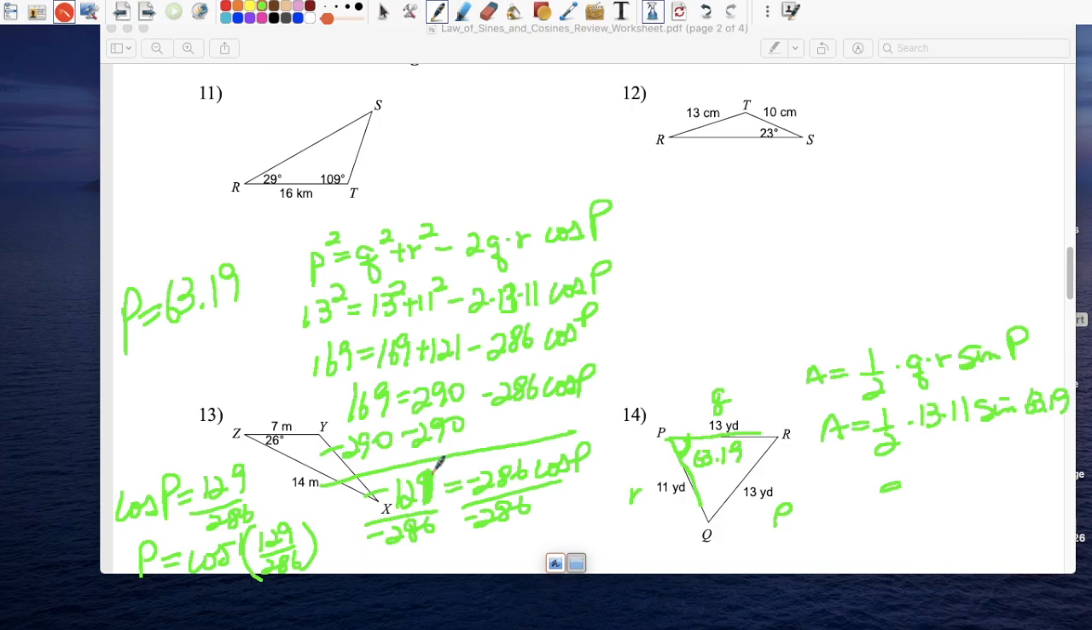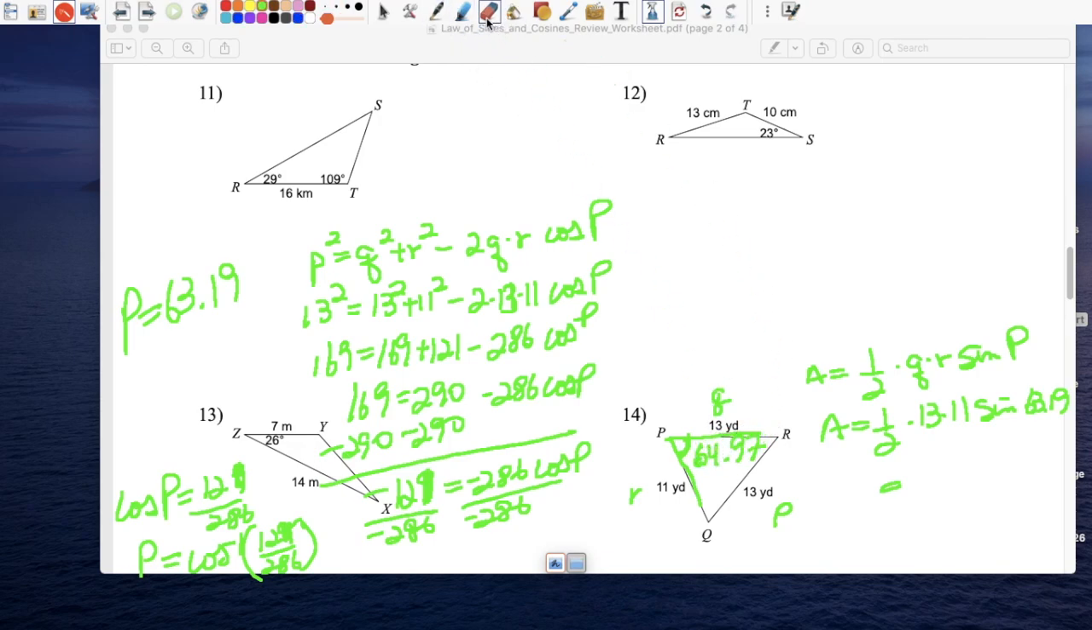So that should be a 1. That should be a 1. There's my mistake. So inverse cosine of 121 divided by 286. Enter. So 64.97 is actually the angle. Okay. 64.97.